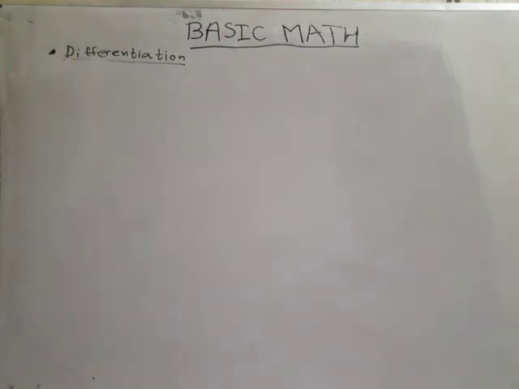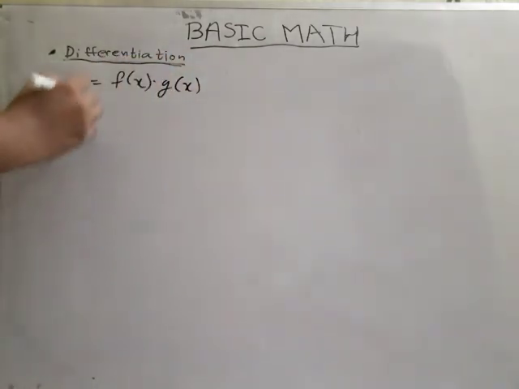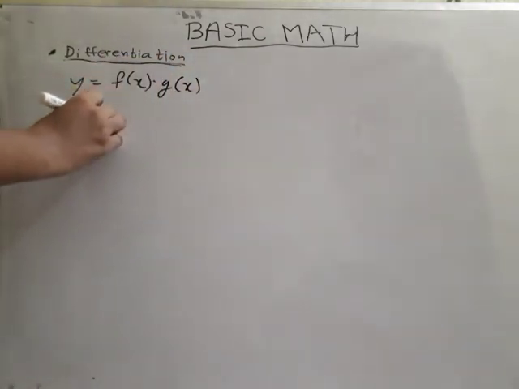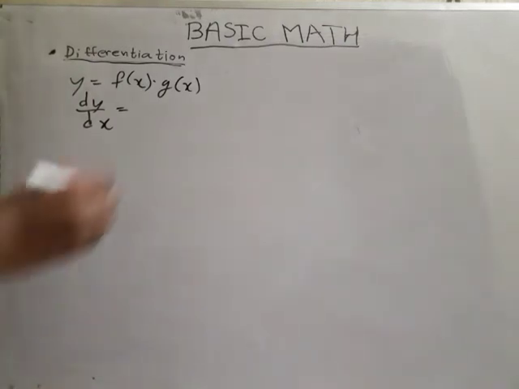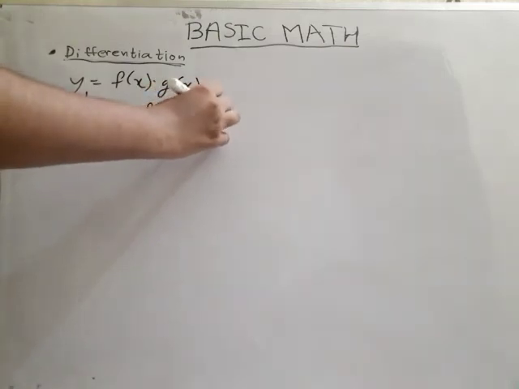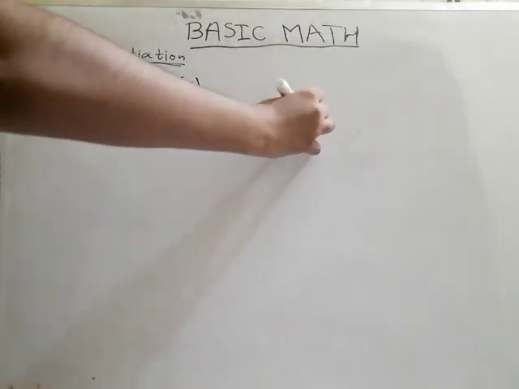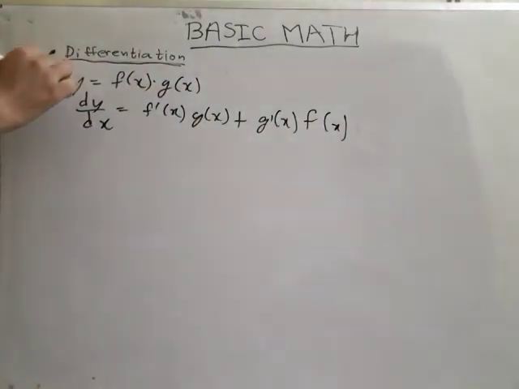Now let us see certain types of differentiation we will encounter. Suppose y is given as multiplication of two functions. First function is f(x) and second function is g(x). Now how to find dy by dx? dy by dx becomes f dash x, meaning differentiation of f(x), multiplied by the function g(x), plus differentiation of g(x), that is g dash x, multiplied by function f(x). Note this. I will give you an example.